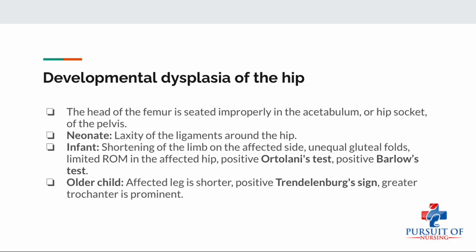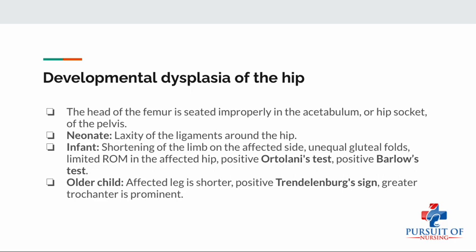In an infant, you're going to see shortening of the limb on the affected side, which is known as Galeazzi sign or Alice sign. You're going to see unequal gluteal folds, limited range of motion in the affected hip, and then you're going to have a positive Ortolani's test and a positive Barlow's test.